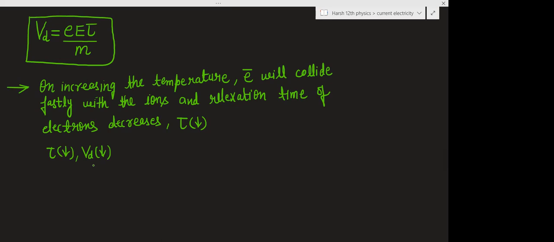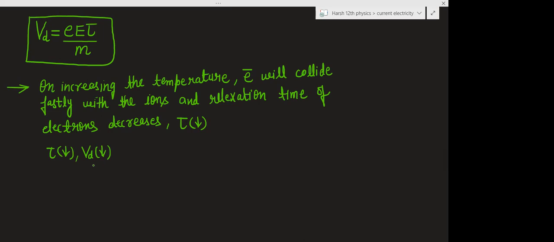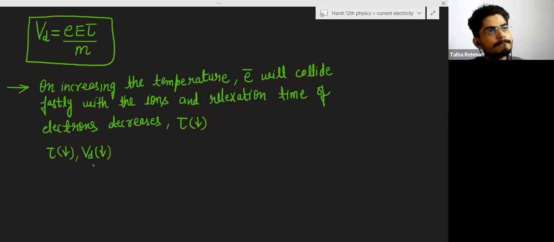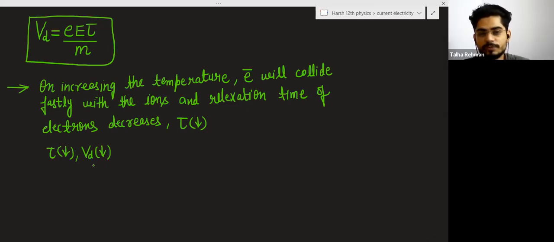This is very obvious. If there are 10 people in the room and they are relaxing, and suddenly the temperature of the room somehow increases to 100 degrees centigrade, like 100 degrees centigrade is the boiling point of water, now you can imagine the condition of the room.